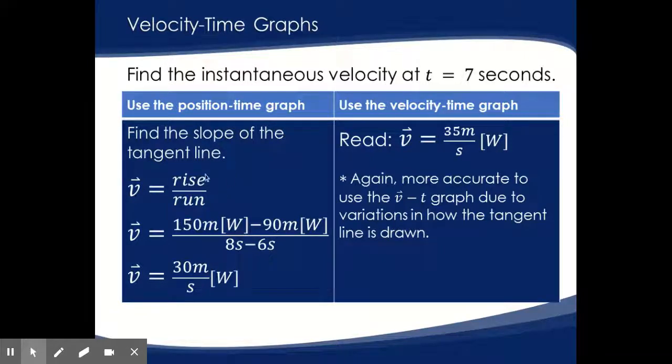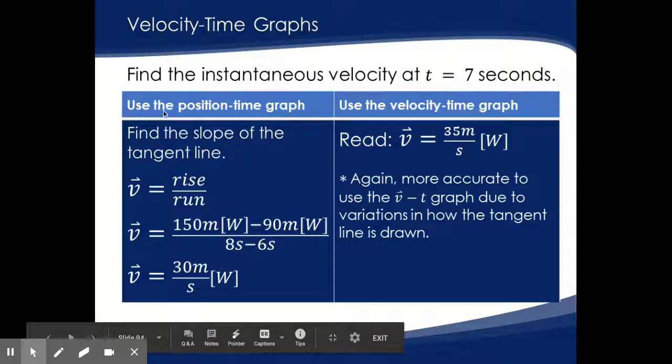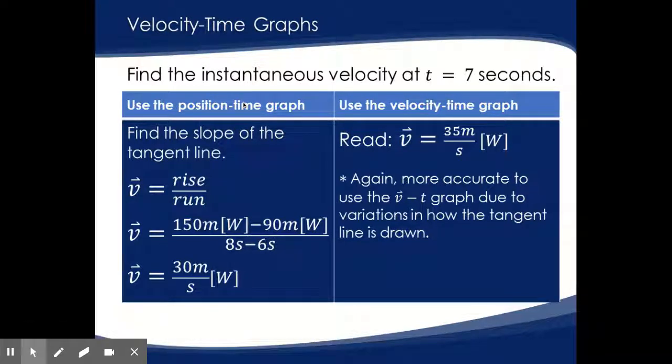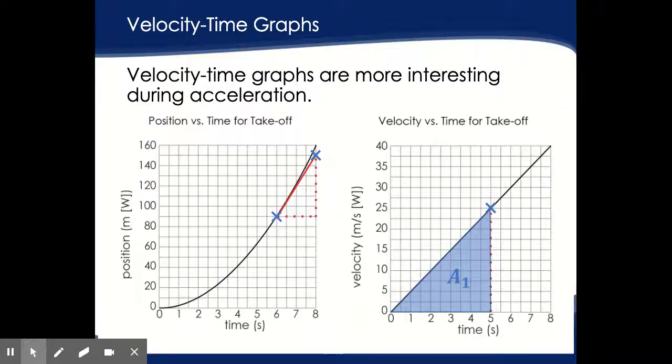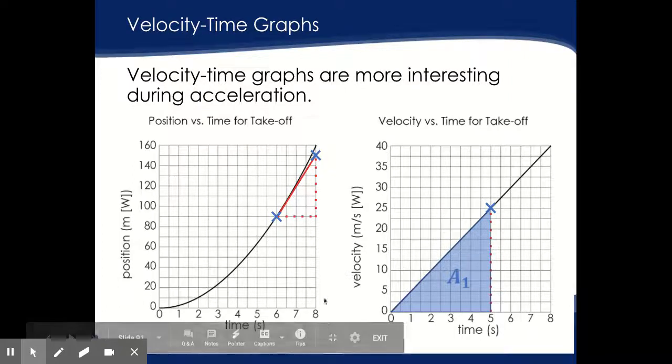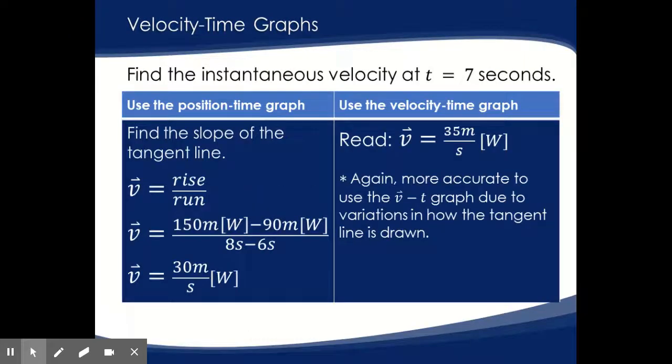Oh, sorry, I'm getting these mixed up. With your instantaneous velocity, you can use your position time graph and you're going to find the slope of your tangent line. So again, if we flip all the way back here, they drew their tangent line. They're using the points at 150 meters and then 8 seconds. And then down here, they're going to use their initial position of 90 and time of 6 seconds. And you can plug that in, final position minus initial position over final time minus initial time. It's going to give you a velocity of 30 meters per second west.